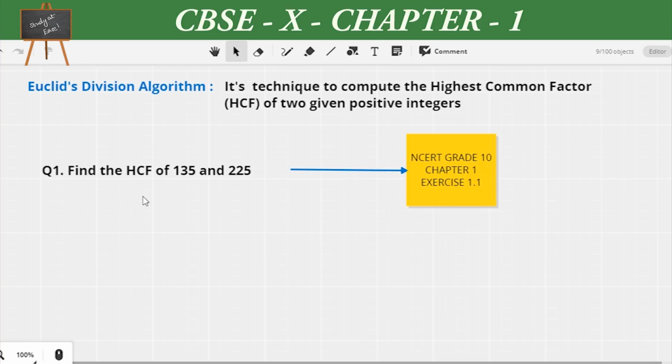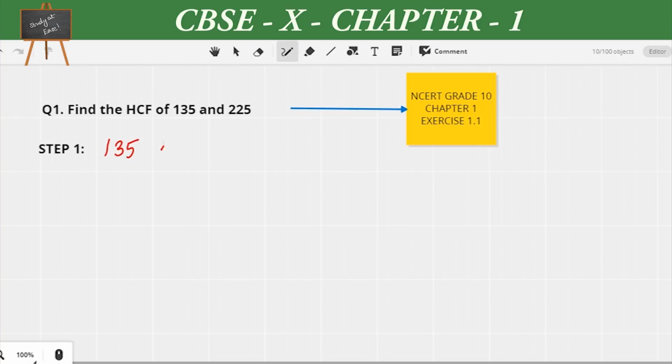So, let us take an example from the textbook, that is the NCERT Grade 10, Chapter 1. It is taken from exercise 1.1 and it is the first question. The question says, find the HCF of 135 and 225. Step 1. Compare both the numbers, that is 135 and 225.